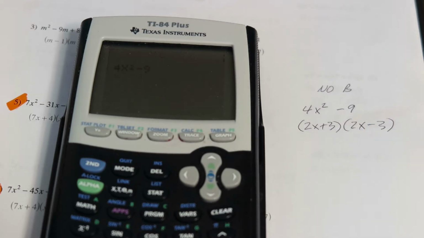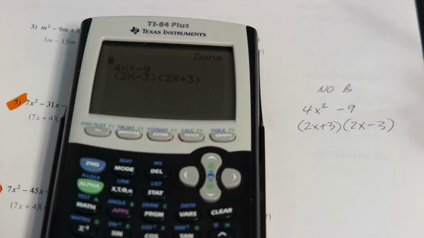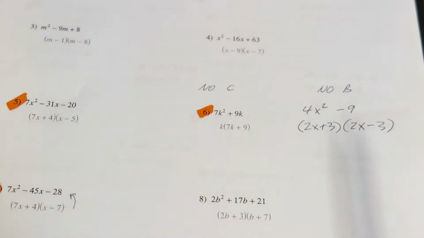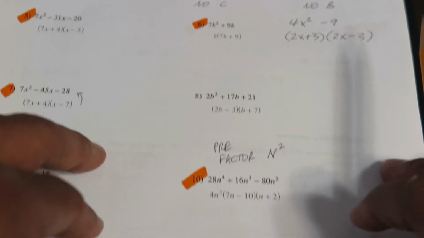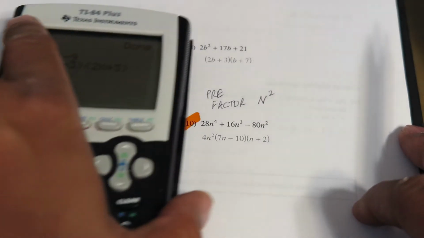So we press enter, and there you have it. 2x plus 3, or tx minus 3, 2x plus 3. We got it. It's factored. Pretty simple. Now, here's one where you have to be just a little creative.